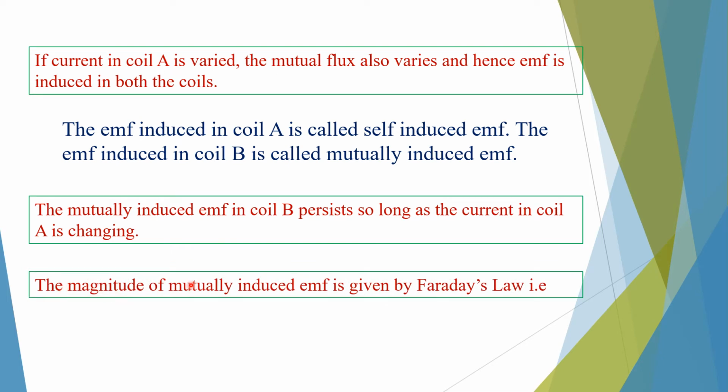The magnitude of mutually induced EMF is given by Faraday's law, that is EMF is equal to N_B, the number of turns of coil B, times delta phi m divided by delta t, that is the rate of change of flux.